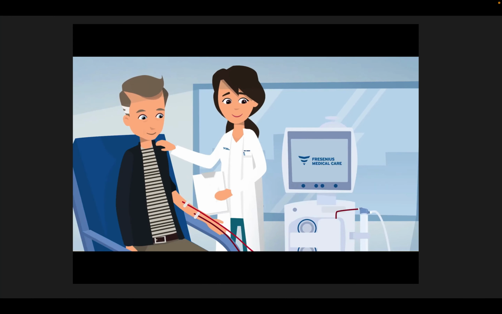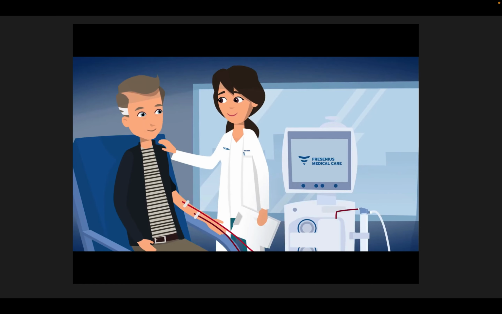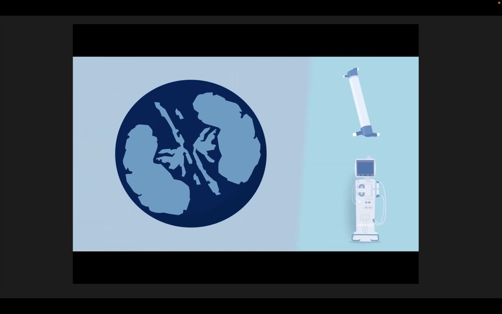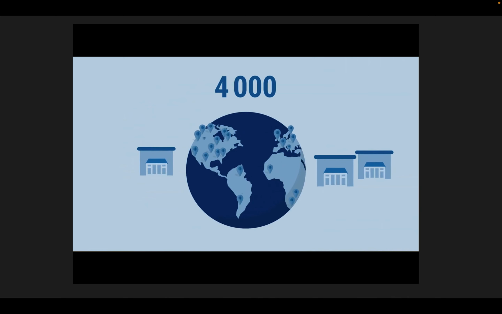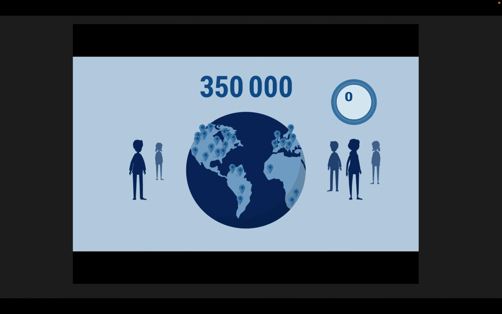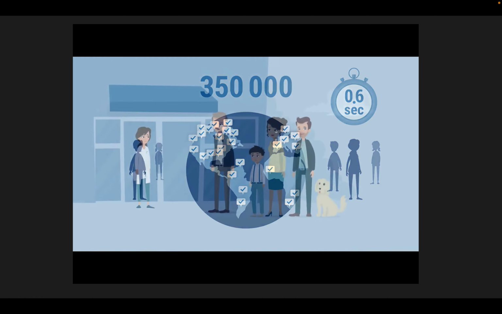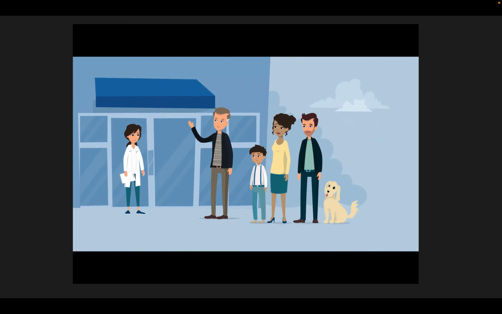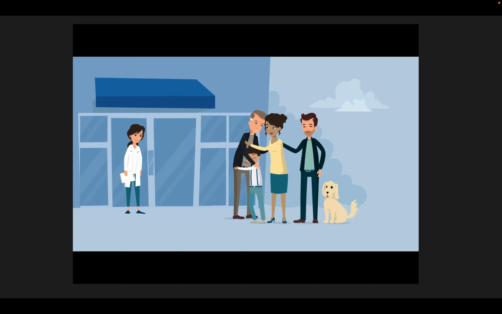Fresenius Medical Care is the world leader in dialysis. About half of all dialyzers and dialysis machines sold worldwide are made in our plants. In our more than 4,000 dialysis clinics, we treat around 350,000 patients. Every 0.6 seconds, we start a dialysis treatment for a patient somewhere in the world. We are giving patients with chronic kidney failure a future worth living and the best possible quality of life. Fresenius Medical Care.